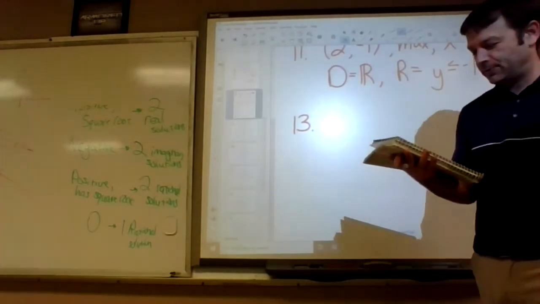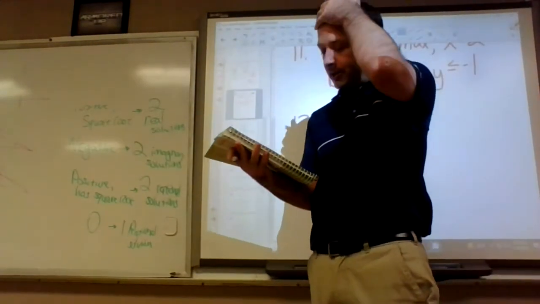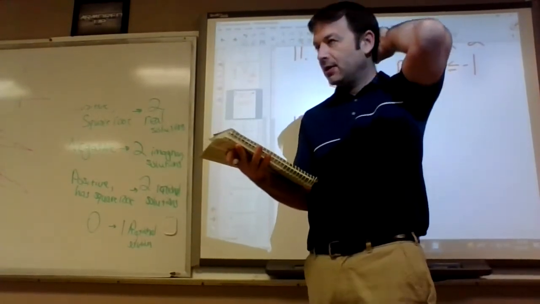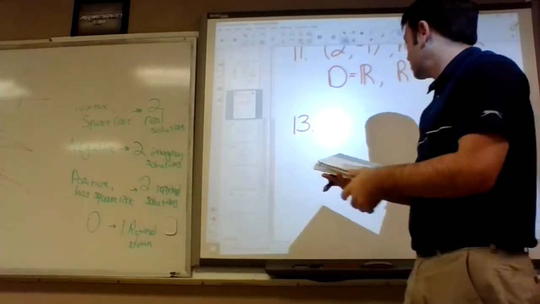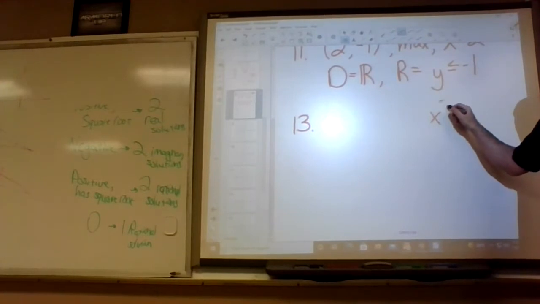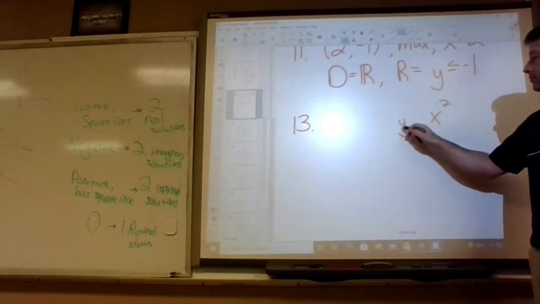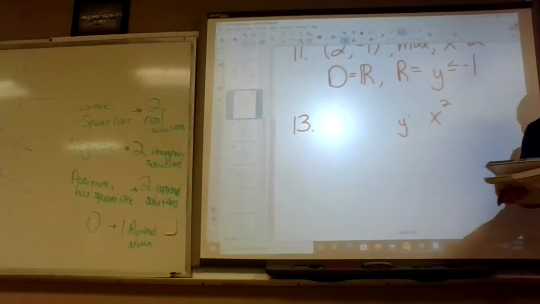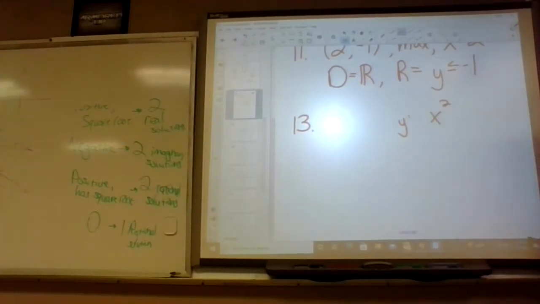13, complete the table. Okay. Where is the vertex going to be? One quick question. Do you want us to just write out this entire table on our paper? Like make the entire table? No, just like number 11, you just put things in the right order.